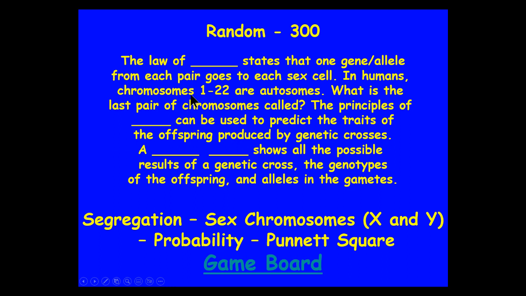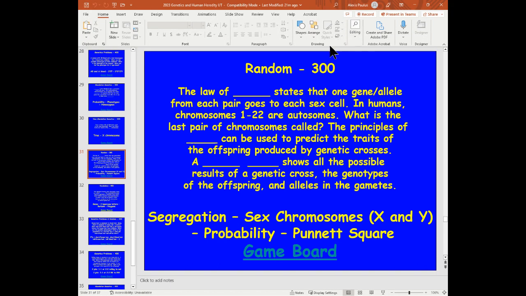Okay, so it's the law of segregation. X and Y chromosomes are the sex chromosomes. It's the principle of probability we can use to predict traits. And a Punnett square is a tool that we use. It shows the possible results in a genetic cross, the genotypes of the offspring, that's going to be inside the Punnett square, and then the alleles in the gametes, that's going to be on the outside of the Punnett square. And this one should have been a 4-point question. That change.